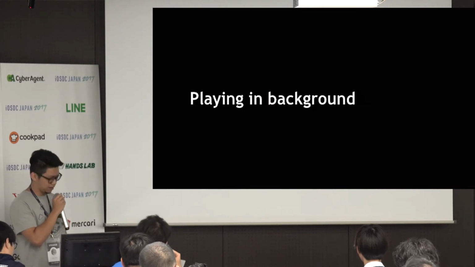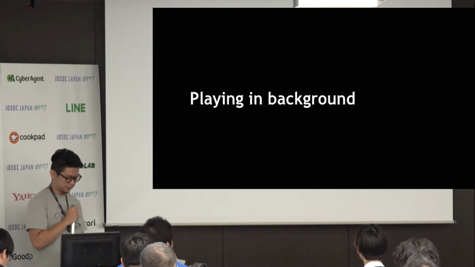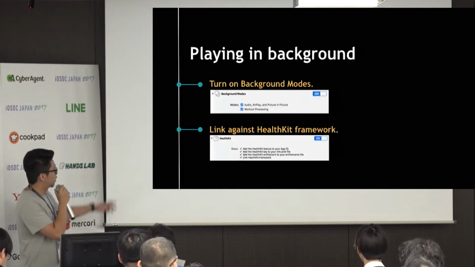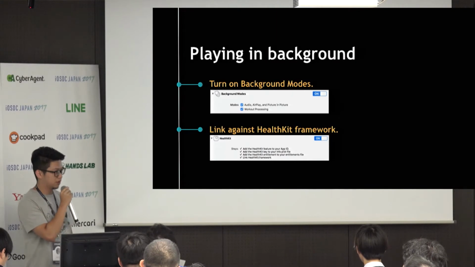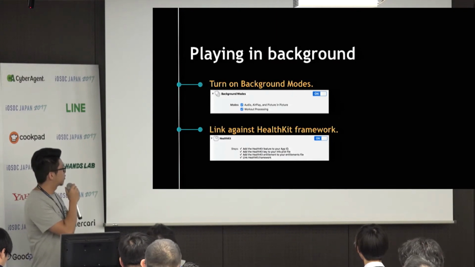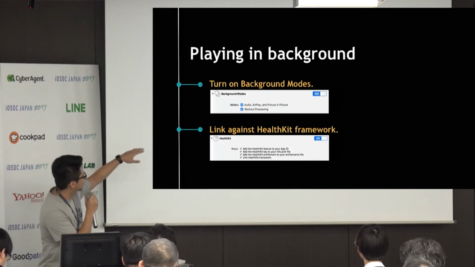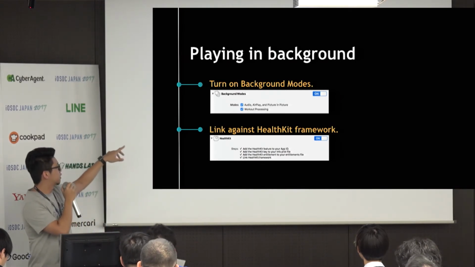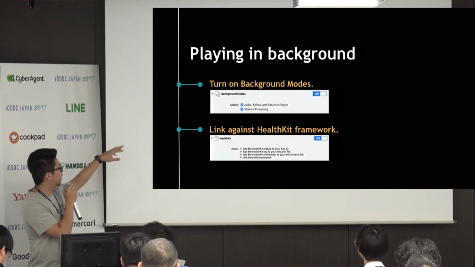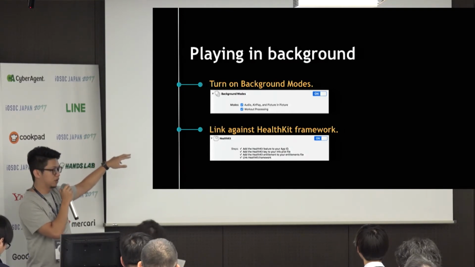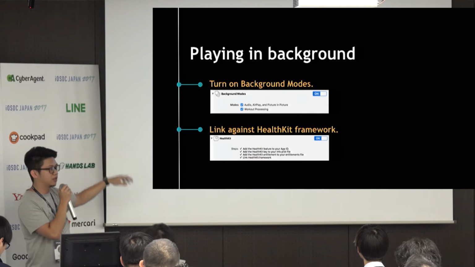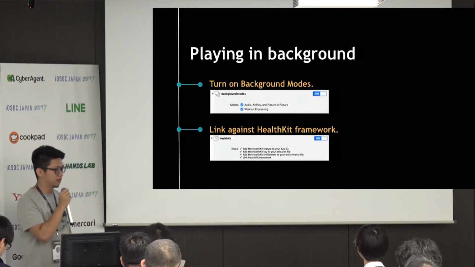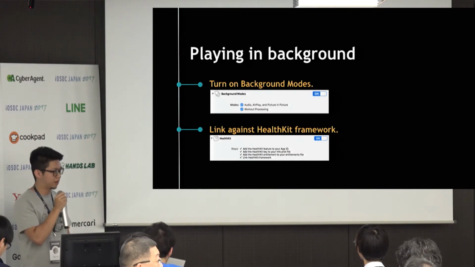If you want to do it, you have 2 more steps. First, you need to turn on the background modes. It's not so clear, so I will read it for you. The first option is audio, and the second one is workout processing. You should check both options, then your app will be a workout app. Then your player can play in the background.